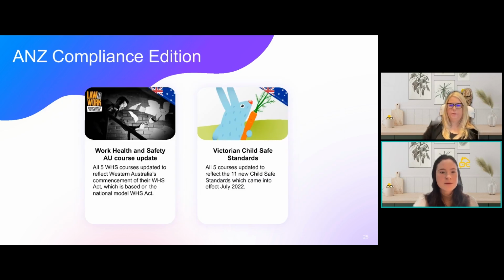Now let's talk about some updates to our ANZ Compliance Edition. We've added updates for both the Work Health and Safety AU courses, as well as our Victorian Child Safe Standards. All 5 WHS courses have been updated to reflect Western Australia's commencement for their WHS Act, which is based on the national model for the WHS Act. We have also updated all 5 courses to reflect the 11 new child safe standards, which came into effect as of July 2022.